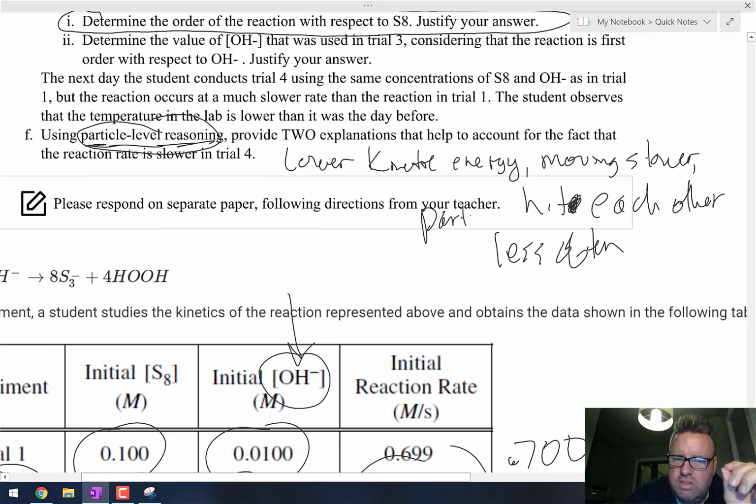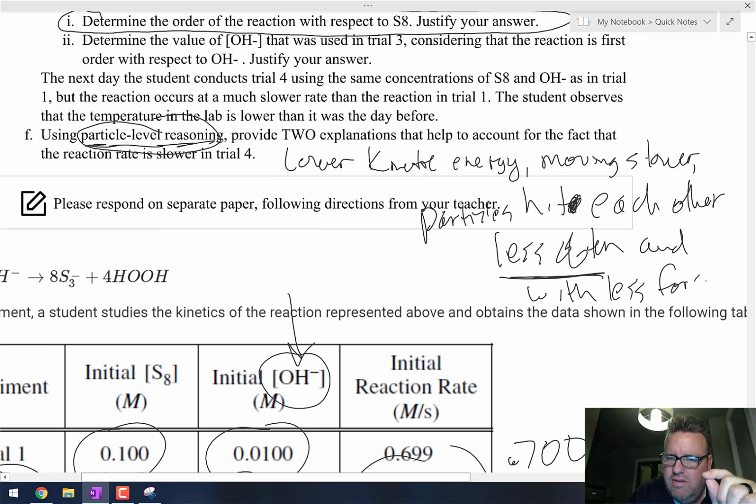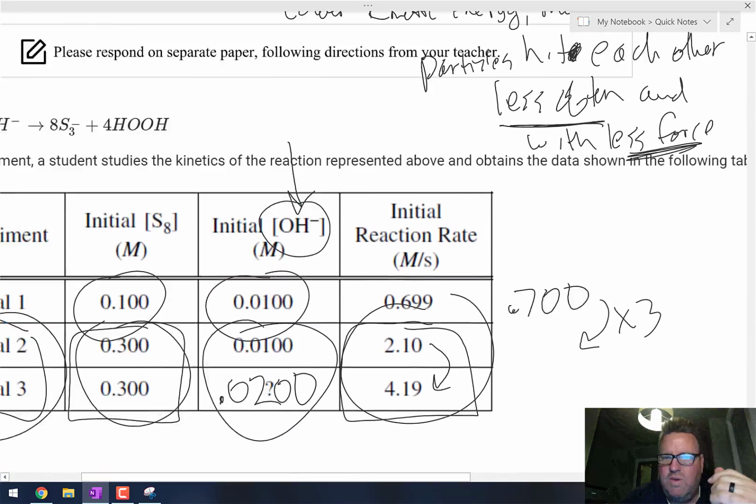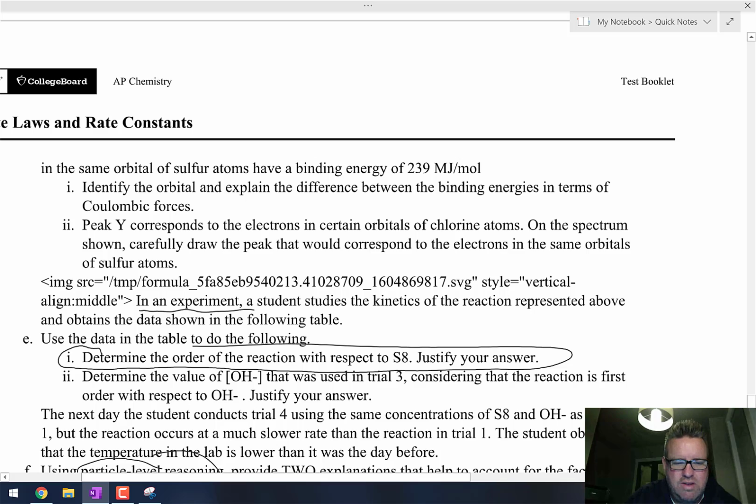The particles hit each other less often, and what's the other one? With less force. That's what they're looking for in that answer. You're talking about the specific particles. What are they doing differently when you're at a lower temperature? They're moving slower. They're hitting each other not as often because they're not moving as fast. And when they do hit each other, they're moving slower, so they're hitting each other with less force.